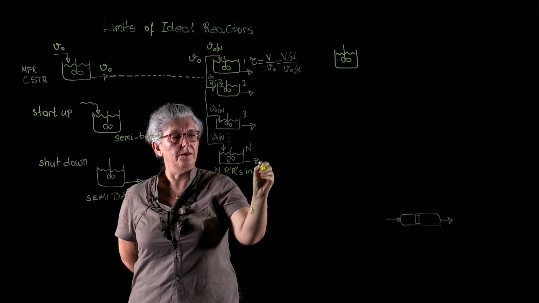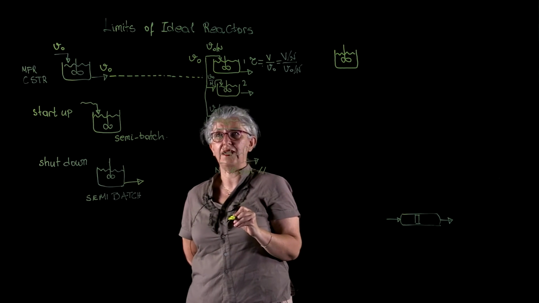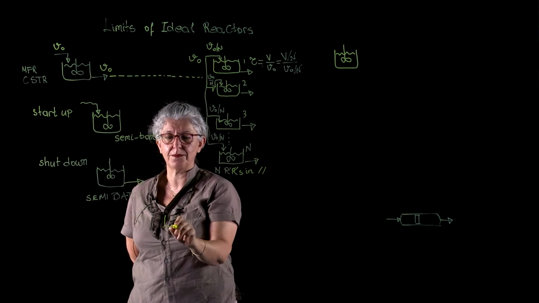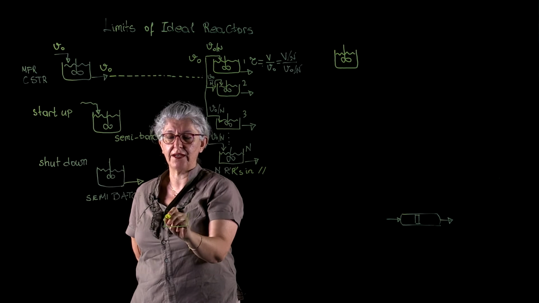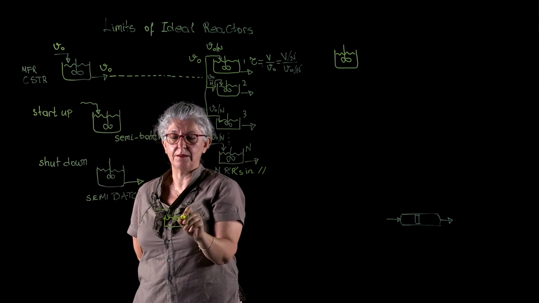in parallel, then I'm going to plot the n reactors in series. Now what happens if we operate those reactors one after the other? Are we going to get the same performance as in the parallel reactor?